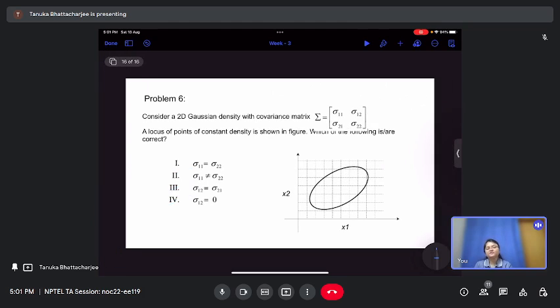And lastly, again we have an ellipse. Following the previous argument, here sigma 1 1 is not equal to sigma 2 2. The matrix is symmetric, so sigma 1 2 equal to sigma 2 1. And lastly, the major and minor axes are not parallel to the two feature axes. So the two features are not statistically independent, and sigma 1 2 here will not be 0. So these two are the only correct answers.